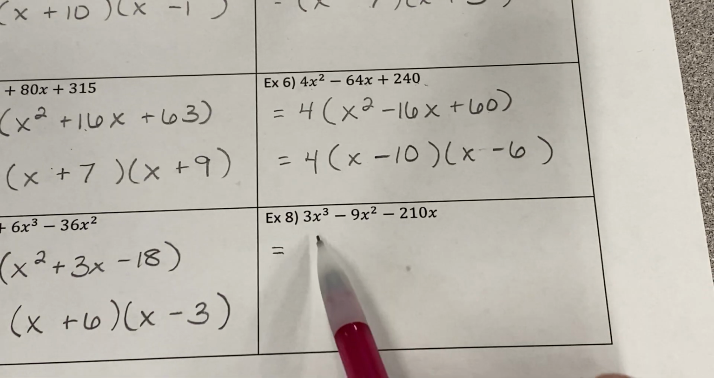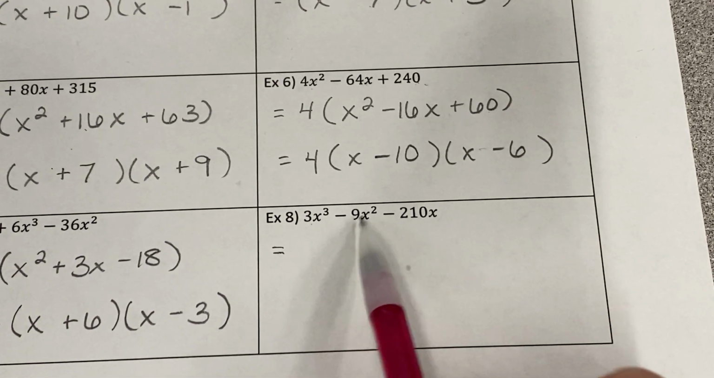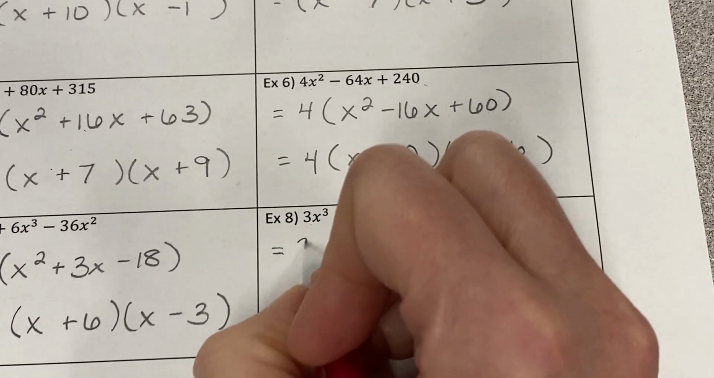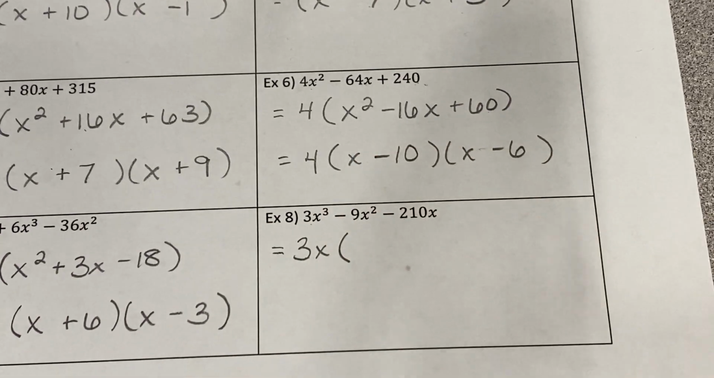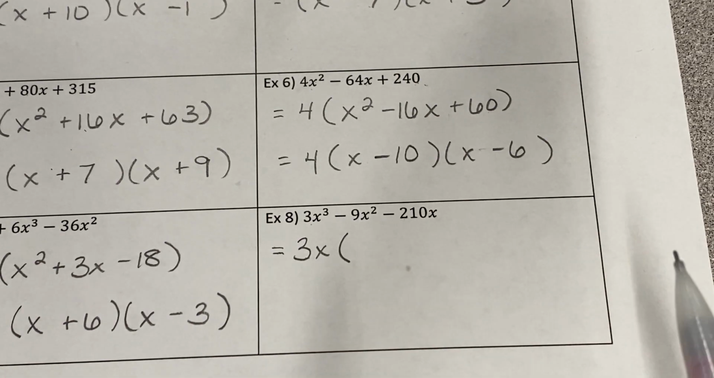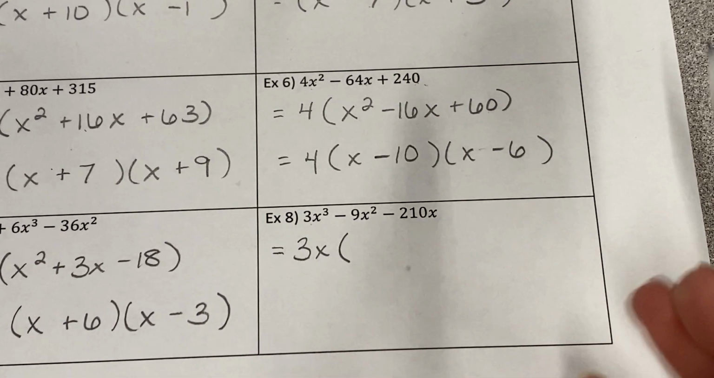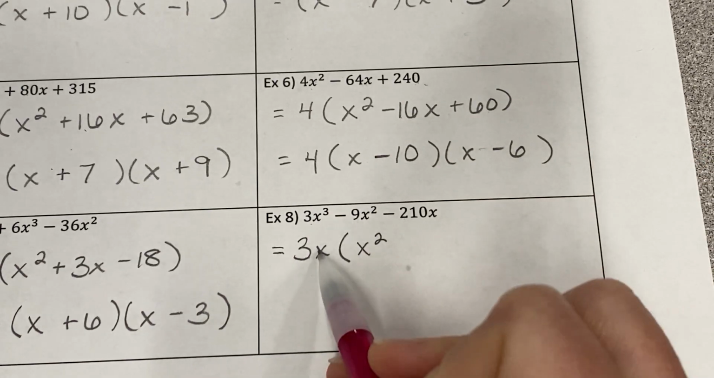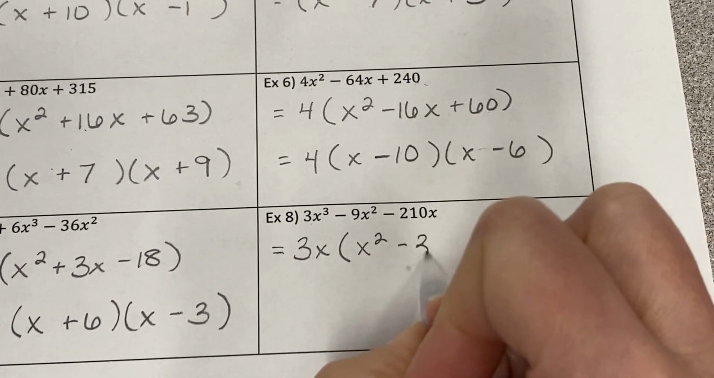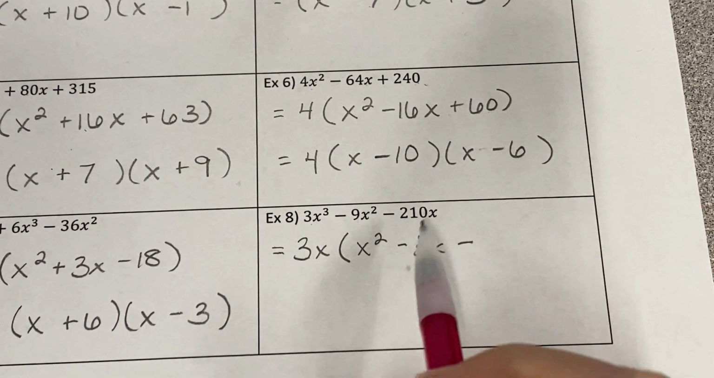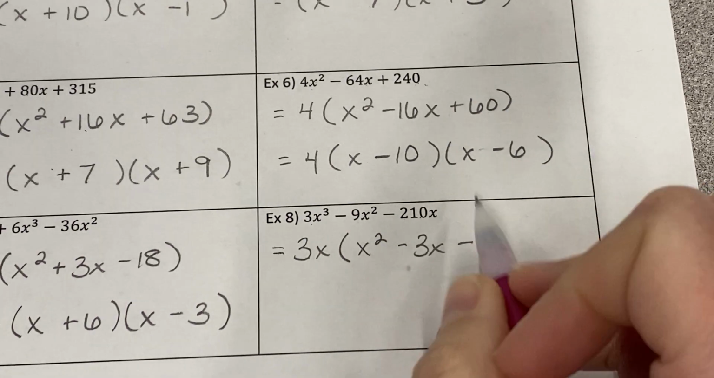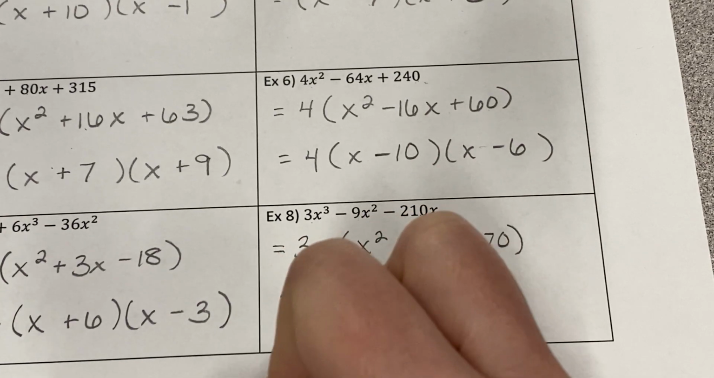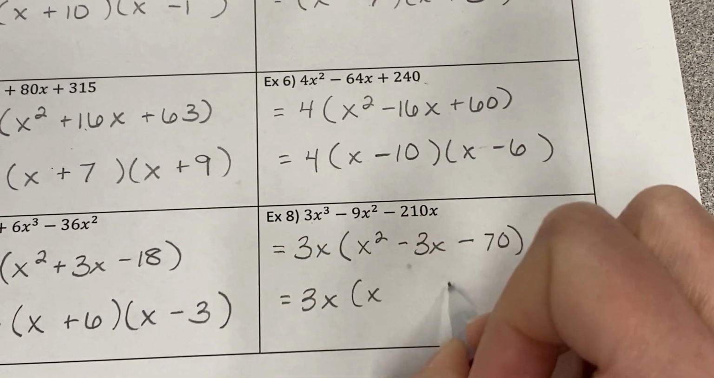Example 8, the GCF of 3, yes. Of x, yes, 3x. Divide all three terms by 3x. So when we do, I get x squared here minus 3x, and then here minus 70. And then I'm setting up.